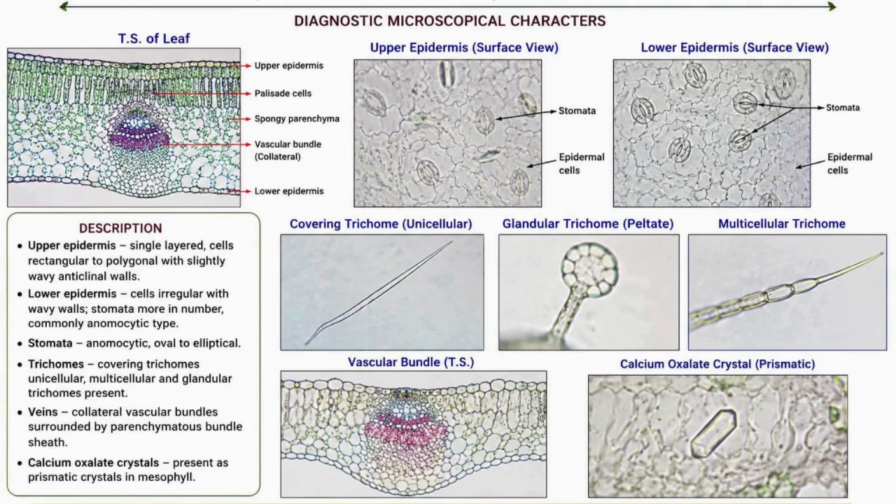In the central region, we can observe the vascular bundle. It is a collateral vascular bundle and it is surrounded by a parenchymatous bundle sheath. The lower epidermis consists of irregular shaped cells with wavy walls. Now looking at the epidermal surface views, both upper and lower epidermis show stomata. The stomata are generally anomocytic in type and are oval to elliptical in appearance. The lower epidermis usually shows a greater number of stomata.